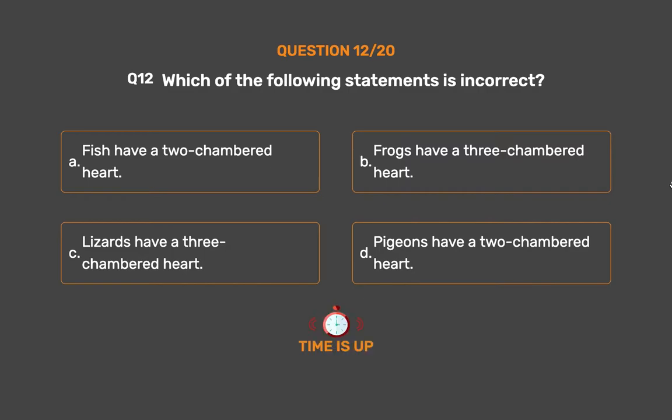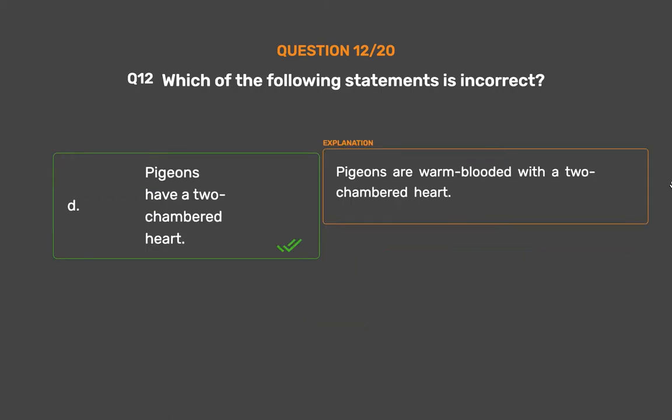The correct answer is option D. Pigeons have a two-chambered heart. Pigeons are warm-blooded with a two-chambered heart.